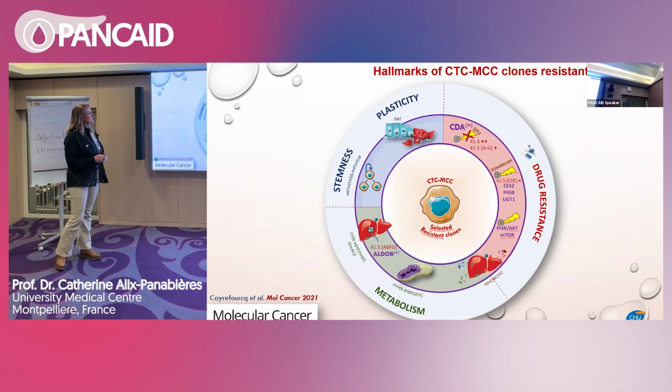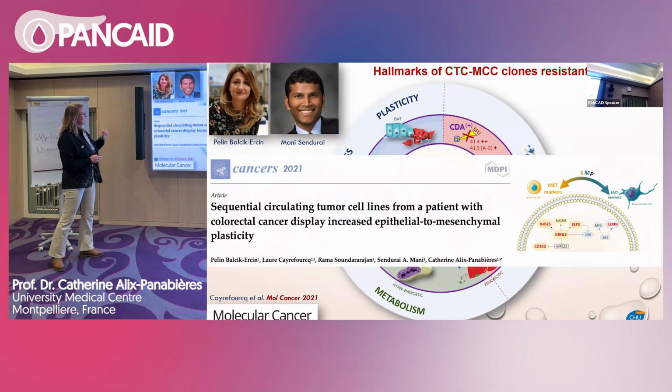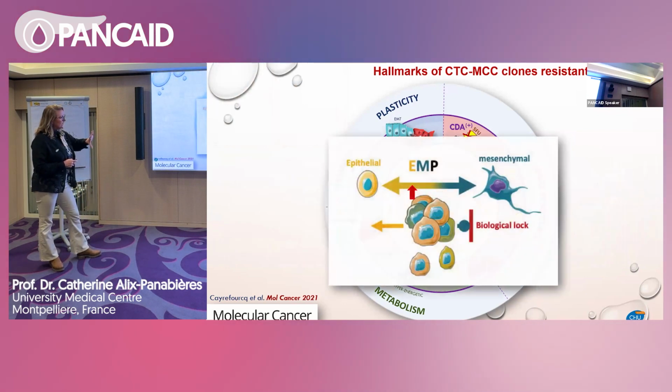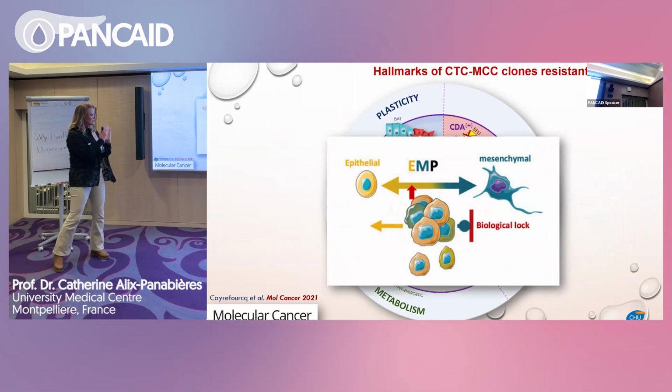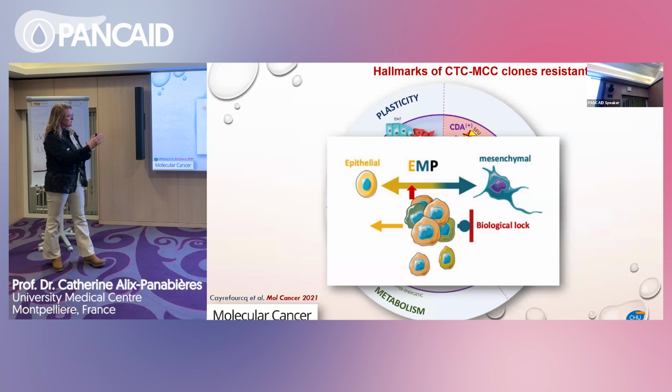Then plasticity. So we had a very nice work also with Pelin from Turkey and Mani from the US, where we could show that these CTC lines, so we have 9 in total, before, after the first relapse and at the end, they had an EMT, of course, induced. But you see that the red arrow stopped them very quickly. So they are not really lost in the mesenchymal shape.